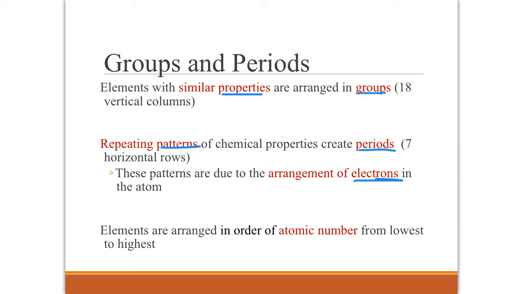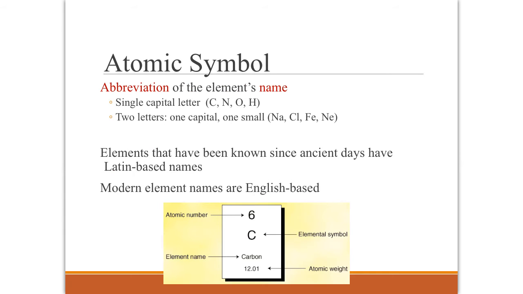Elements are also organized in the periodic table in order of atomic number. So from left to right, we go from the lowest number 1, of course a logical starting place, to the highest number, which right now is 118. On the periodic table, we find a lot of helpful information.